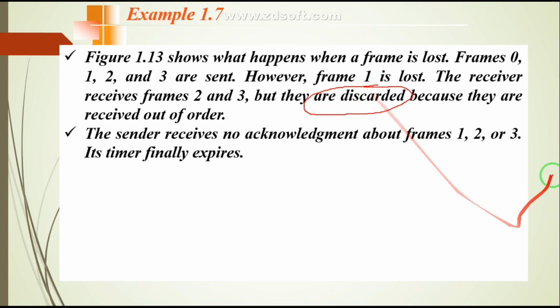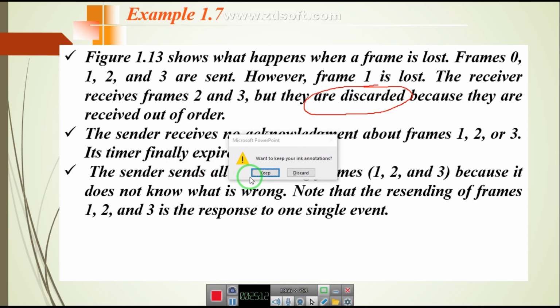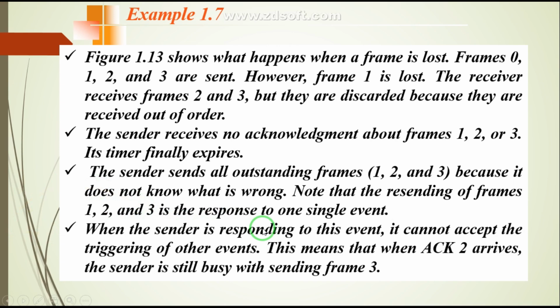The sender receives no acknowledgement about frames 1, 2 or 3. So its timer finally expires, and then the sender is going to send all the outstanding frames, frames 1, 2 and 3, because it doesn't know what is wrong. So resending of frames 1, 2, 3 is a response to one single event.